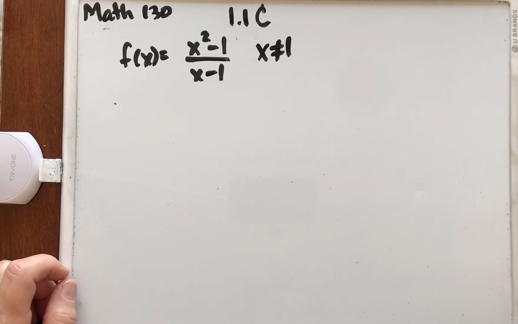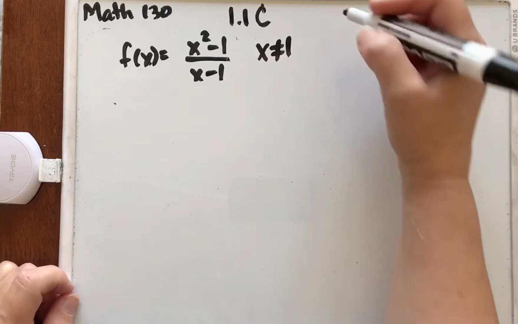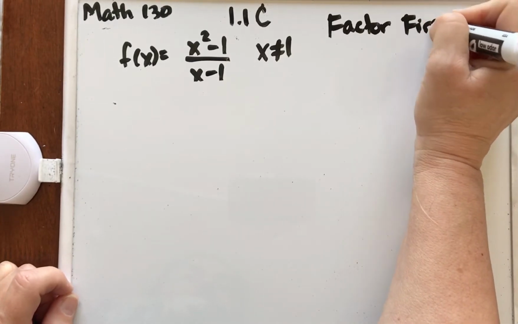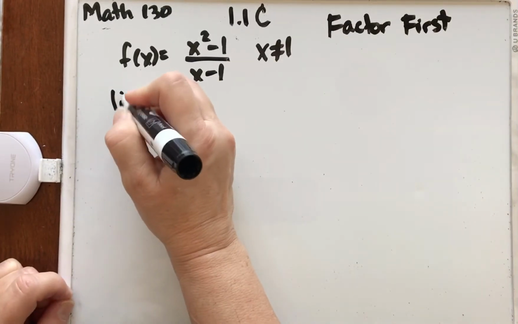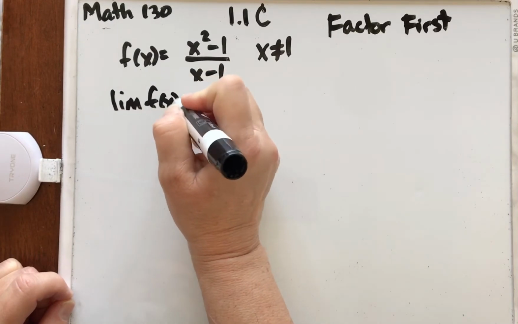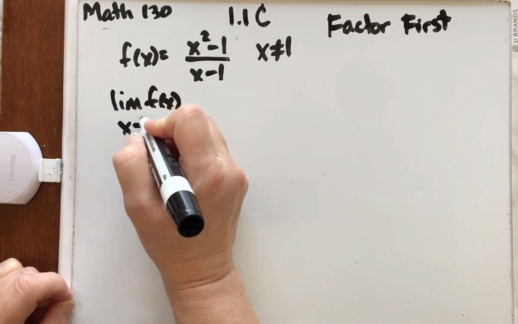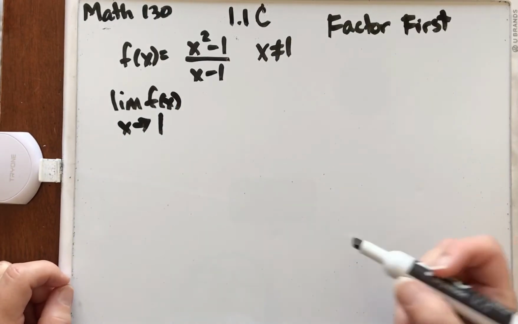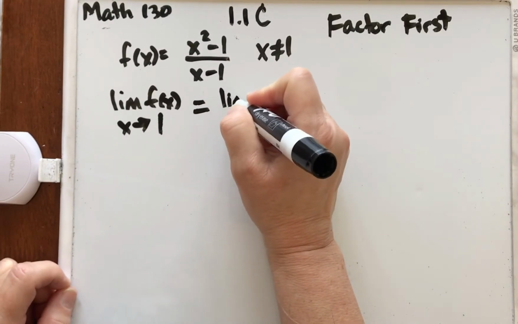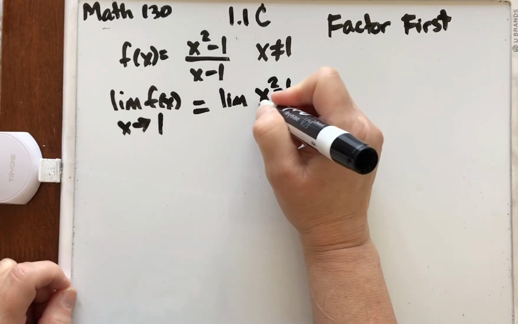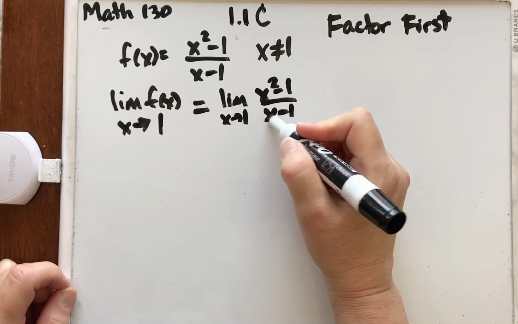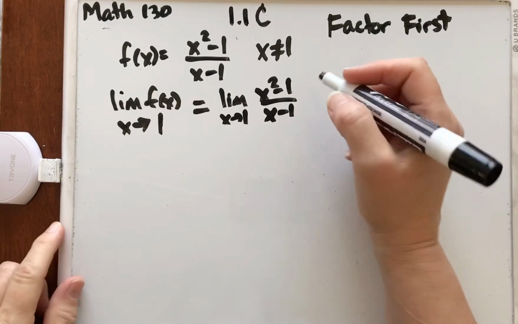So what I'd like to tell you about doing limits is we must always factor first. Factor first. So when you're asked to find a limit, for example, if you saw a question that says limit of f of x as x approaches 1, we know x can't equal 1, but it certainly can approach it. So we would write it as limit of x squared minus 1 over x minus 1 as x approaches 1, and we say to ourselves, I can't take the limit till I factor first.